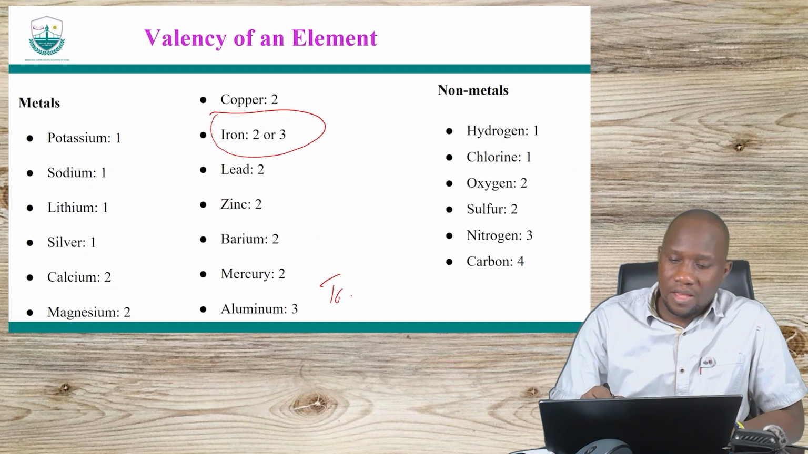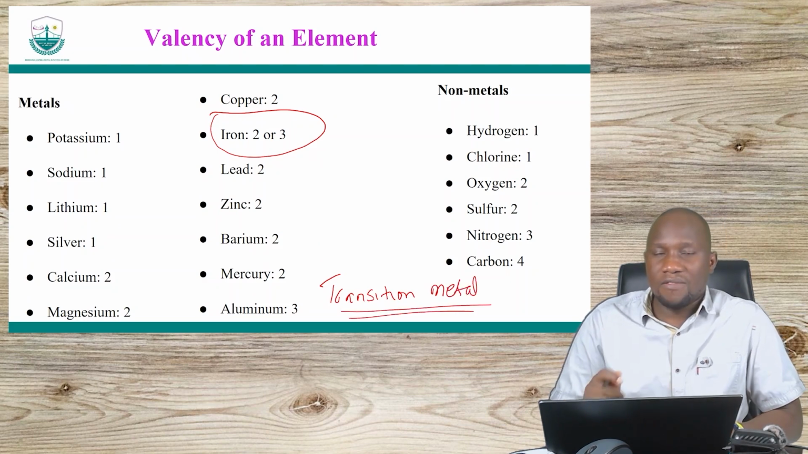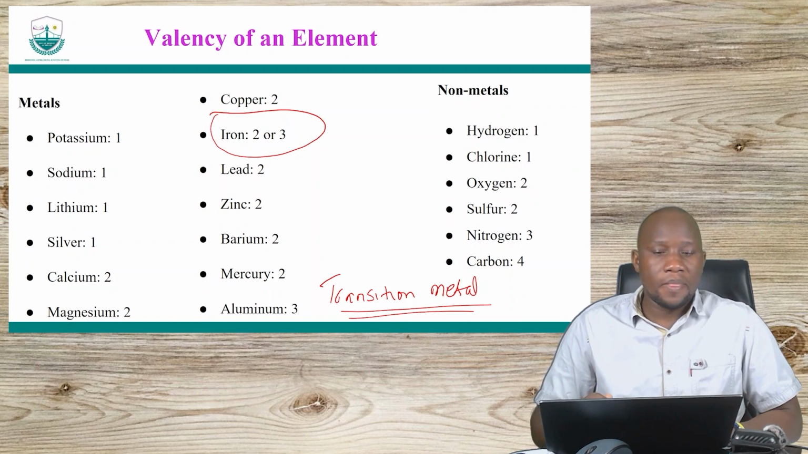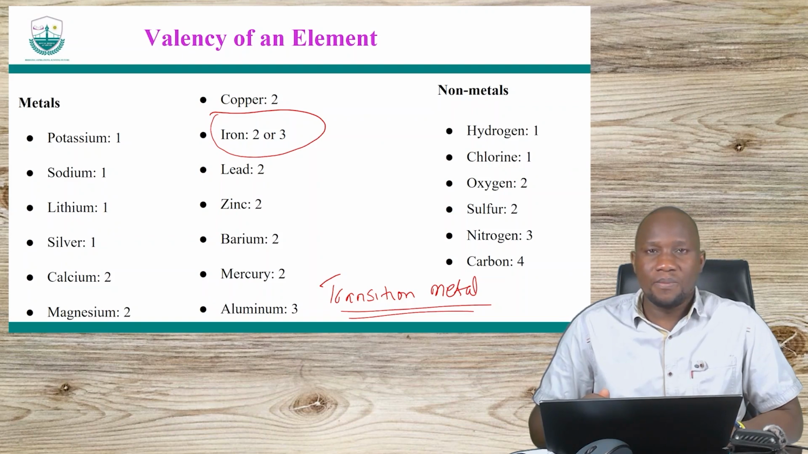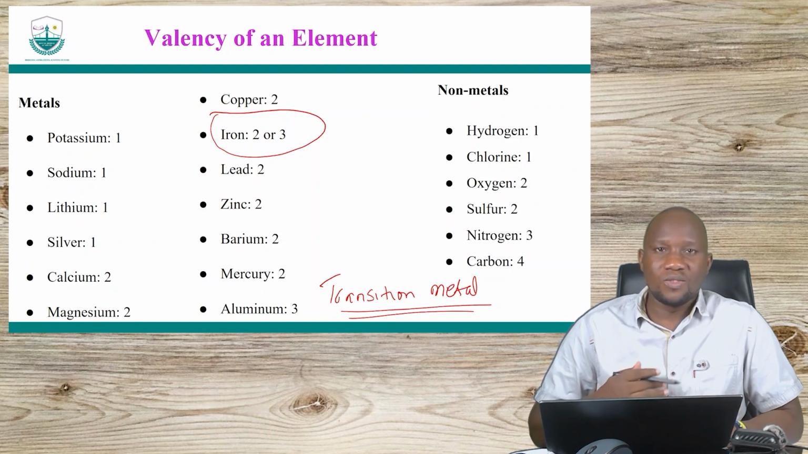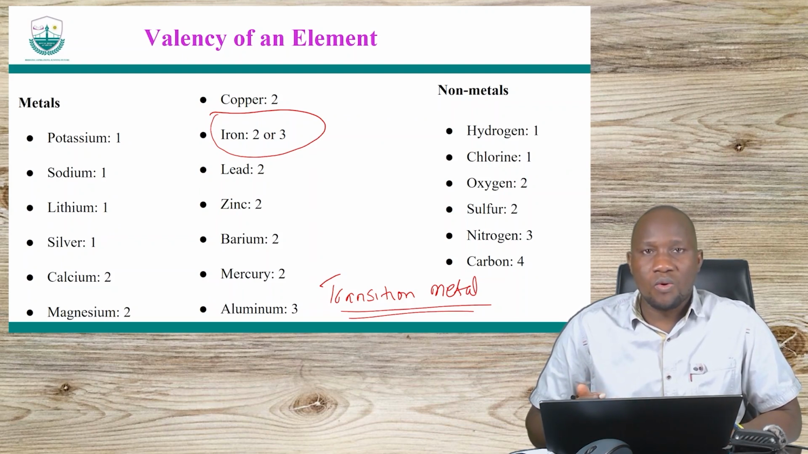We will see that iron actually belongs to a special group of metals that we call the transition metals. They have more than one valence. They have that ability. But generally the rest of the elements that we have here have at least one valence. Do you need to memorize them? Not necessarily. They will become very familiar to you as you go on studying chemistry.